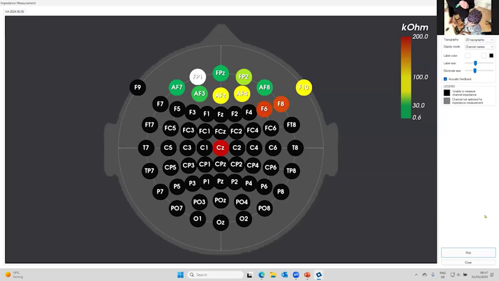I also see everything is black, like the Hans Berger original EEG machine. Exactly. We decided to follow the Hans Berger scheme, like everything is black.